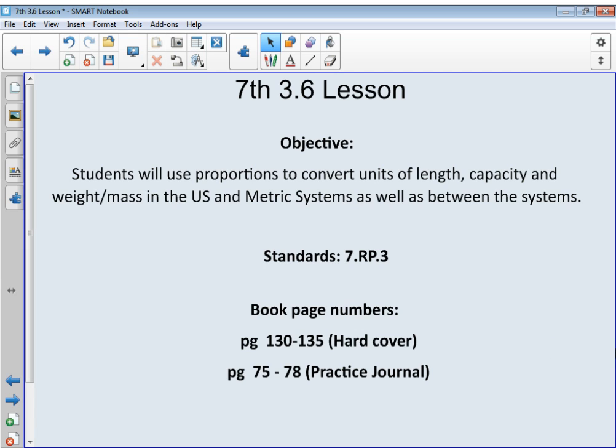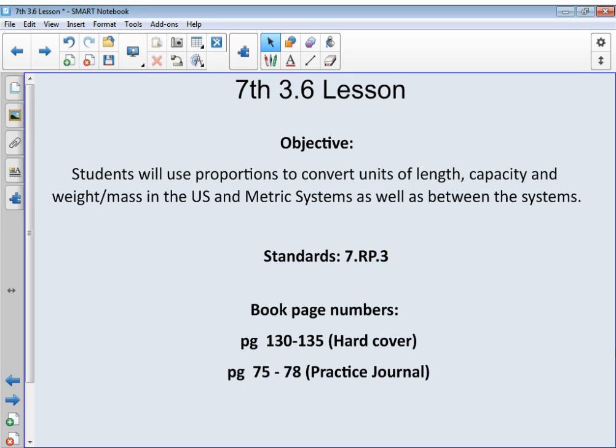Okay, this is 7th grade lesson 3.6. Today, students will be using proportions to convert units of length, capacity, weight, and mass in the US and metric system, as well as between the two systems. The page numbers for part of this lesson are pages 130 through 135 and pages 75 through 78.